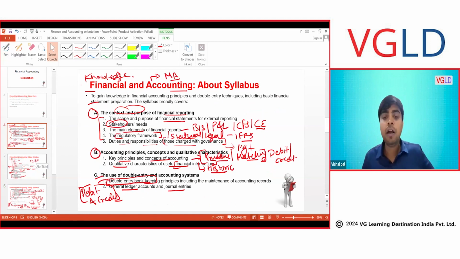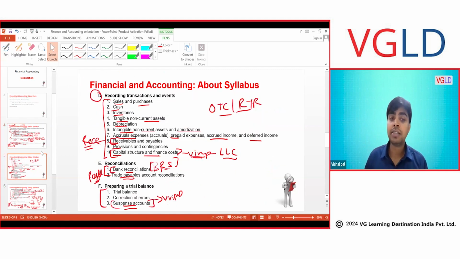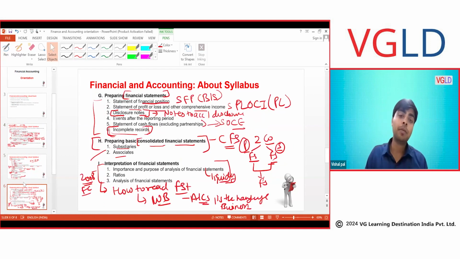what it is prepared for, understanding the basic principles, understanding what is double entry system, general ledger, how the transactions are recorded, what are bank reconciliations, trade payable reconciliations, how to prepare trial balance. Then we'll move on to preparing financial statement. Then we'll understand the consolidated financial statement and interpretation of financial statement. I hope all this is clear.